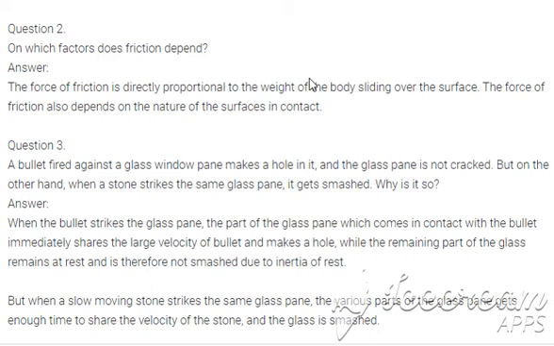As we have finished the chapter Force and Laws of Motion, in this video I am going to discuss a few short extra answer questions of this chapter. The question is, on which factor does friction depend?